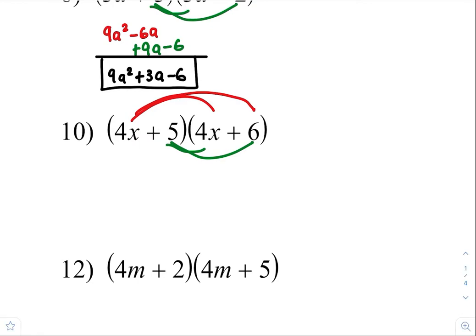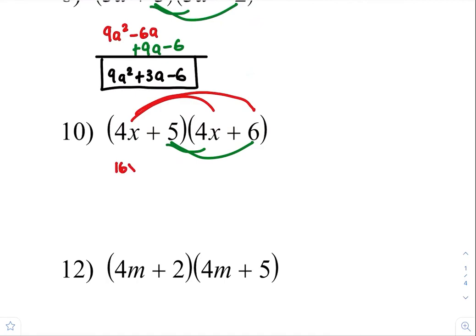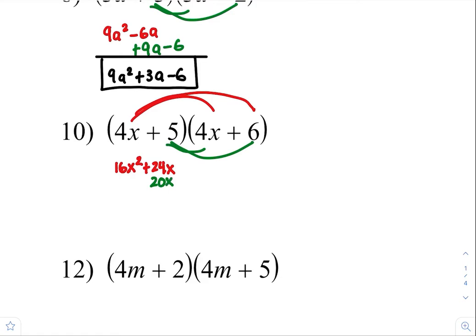So 4x times 4x, you guys, that is going to be 16x to the 2nd. 4x times 6 is plus 24x. 5 times 4x, you guys, that is 20x. And 5 times 6, you guys, is plus 30. Combine like terms. 16x to the 2nd plus 24 plus 20x, you guys, is 44x plus 30.